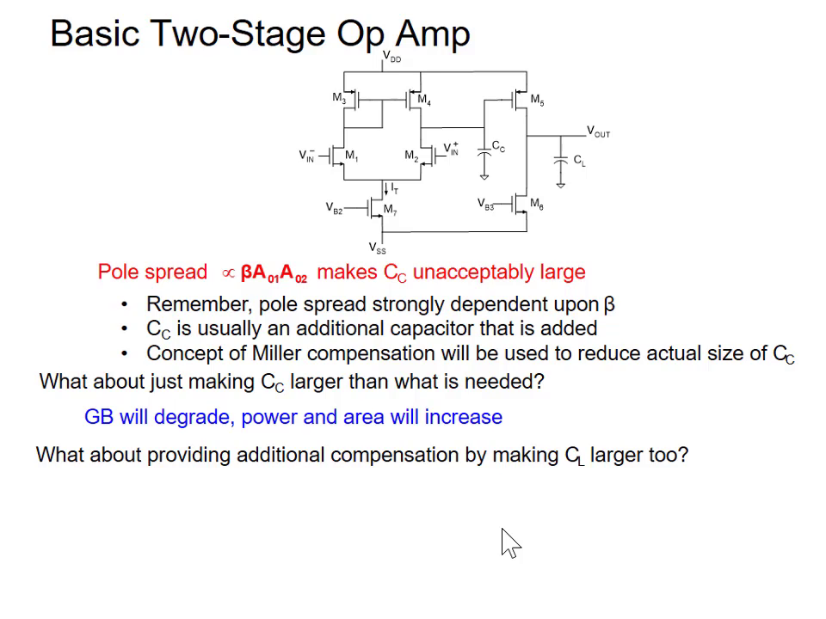What about providing additional compensation by making CL larger? So we know that putting a large capacitor on the internal node is good. We know putting a large capacitor on the output node is good. So let's be double good, and let's put some more capacitor on both nodes. Is that a good solution?